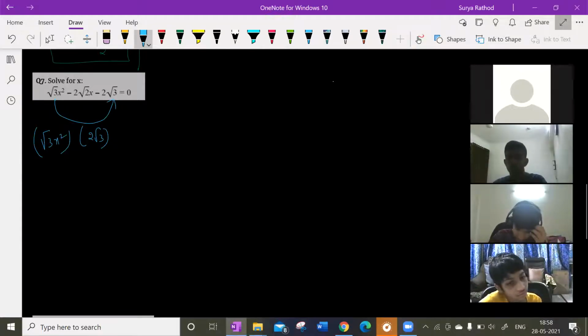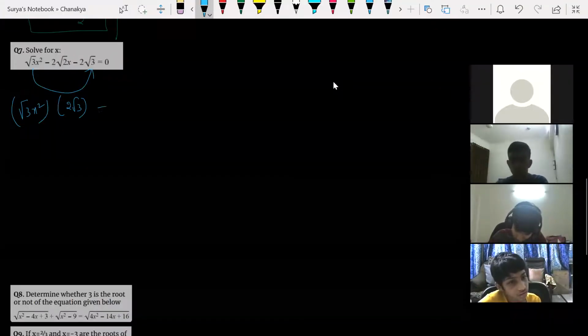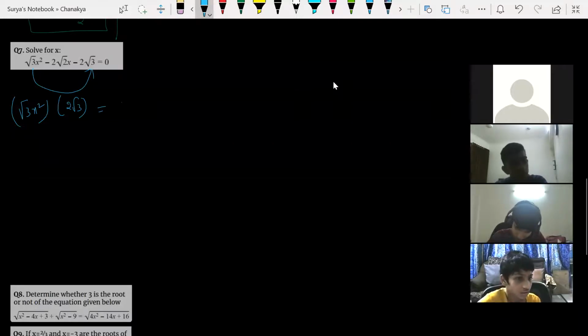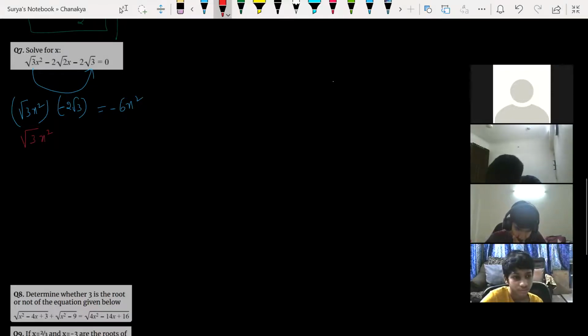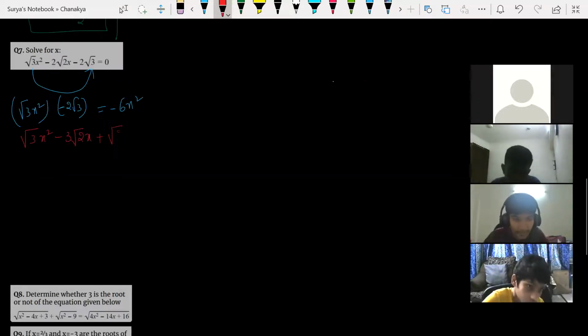Look at this here. What I'm going to get here? 6x square I'm going to get, isn't it? Minus 6x square. Yeah, I have minus 2 root 3, right? So I'm going to get minus 6x square. So how can I split the middle term as minus 6x square? Root 3x square minus 3 root x plus 2 root x minus 2 root 3 is equal to 0.